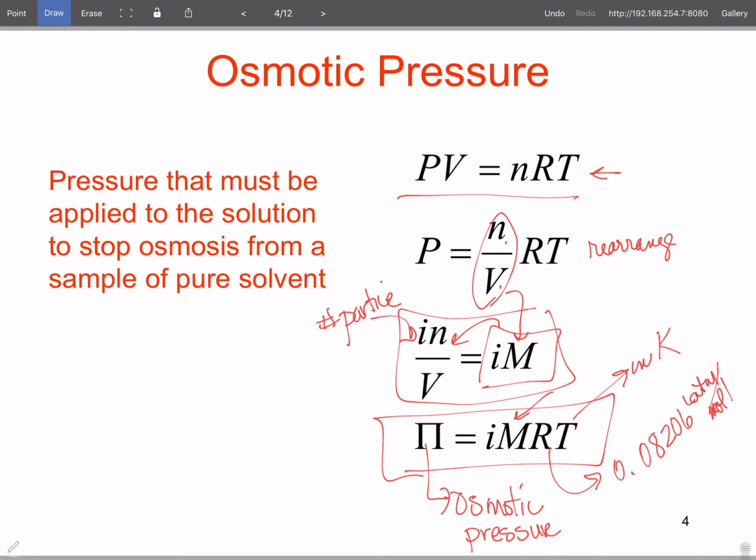Do not use the one that we will use later in the kinetics labs where it has energy. We're going to use the R factor that involves the gases.